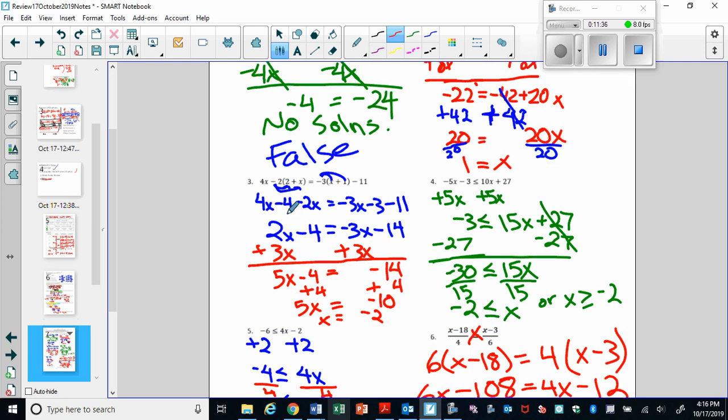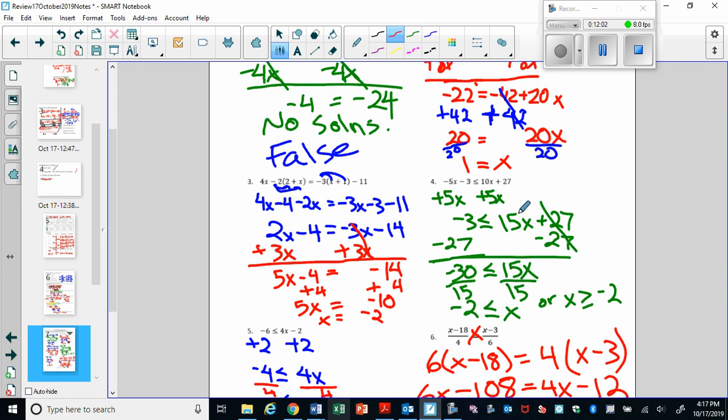3, distribute first. Again, remember to distribute, do your multiplications of both terms inside parentheses. And then similarly, negative 3x, we add positive 3x to both sides. That'll get rid of those terms. And then, of course, add 4 and divide by 5.